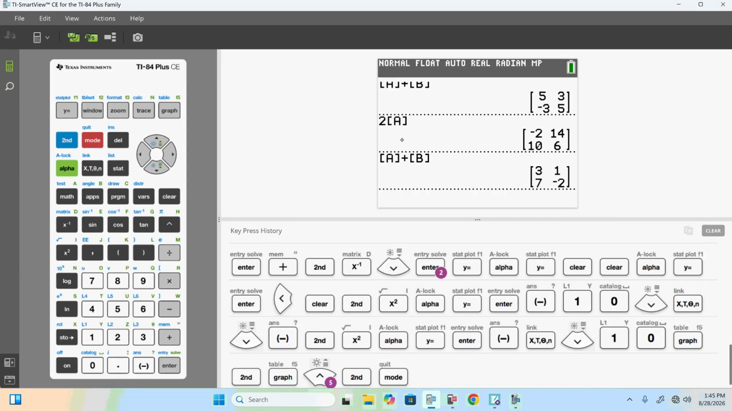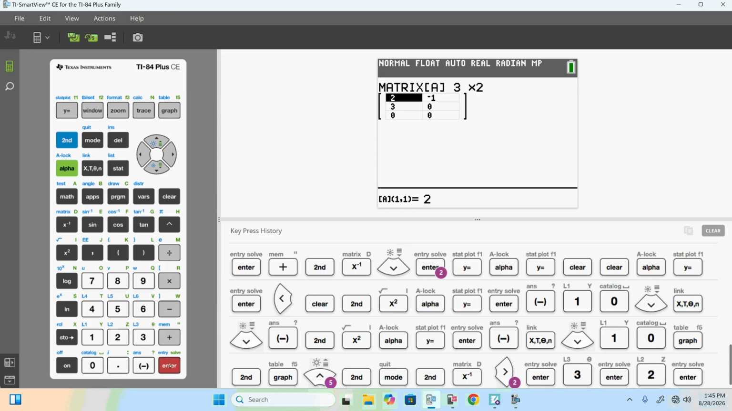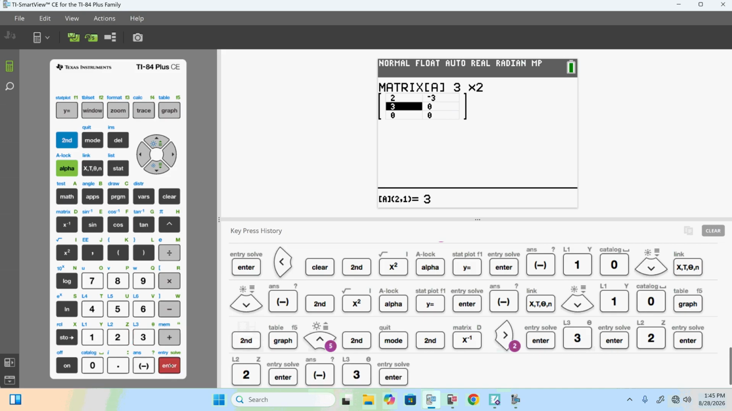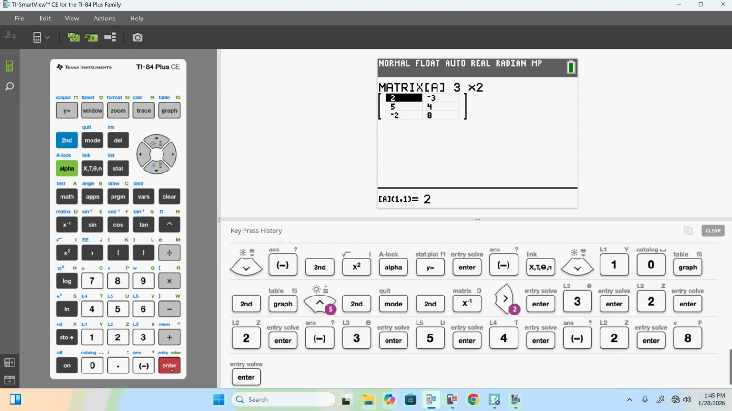Now, yes, we could do this in the graphing calculator. Graphing calculators can do matrices. To do that, the first thing we're going to have to do is input the two matrices in. So we go second matrix over to edit. We have to tell them that the first matrix is a 3 by 2. And we'll put it in. So 2, negative 3, 5, 4, negative 2, 8. We get the first one plugged in.